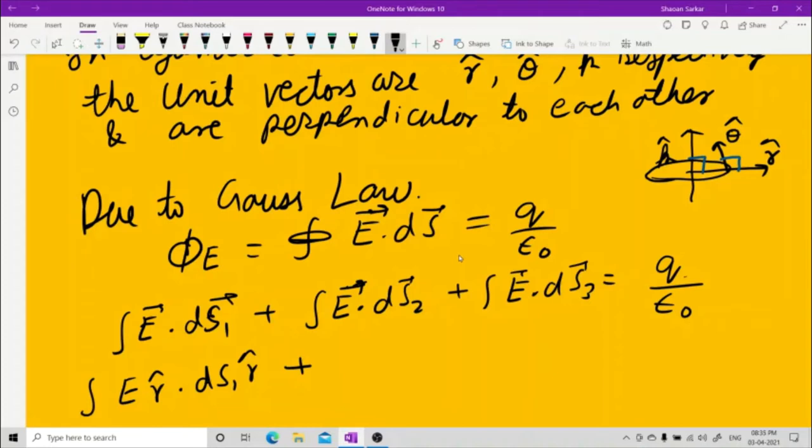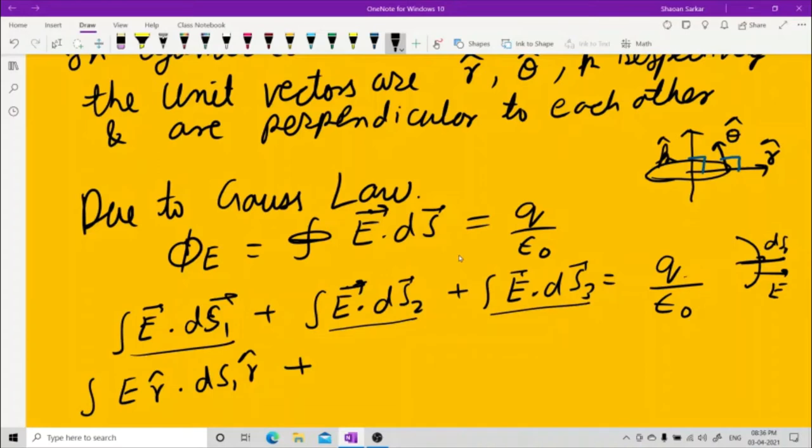I am repeating once more. See, the electric field and the surface which is perpendicular to the curved surface. Now see, this is my curved surface, and this is the surface which is perpendicular to it. This is ds1, and the electric field is also in this direction. So the contribution comes only from this. The contribution from this is zero. The contribution from this is zero.